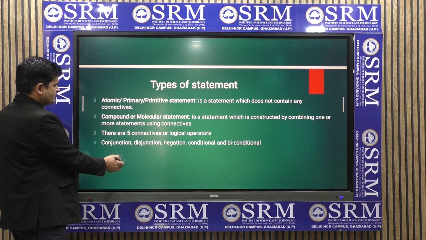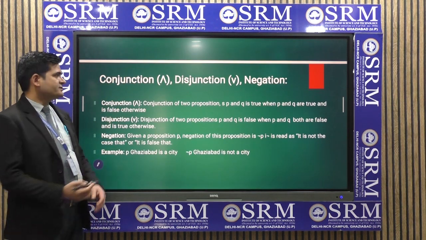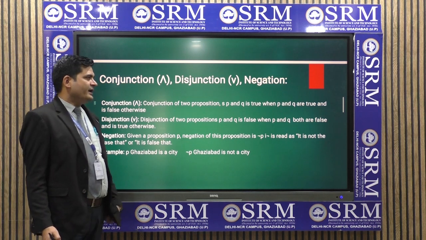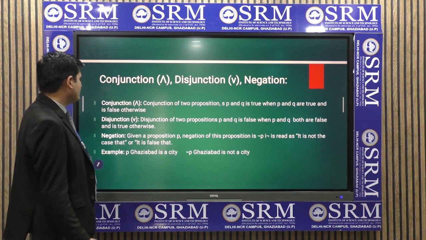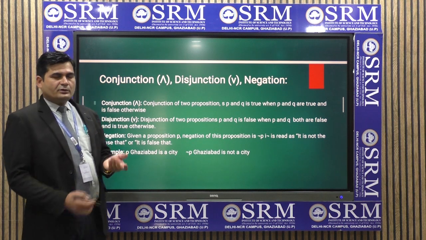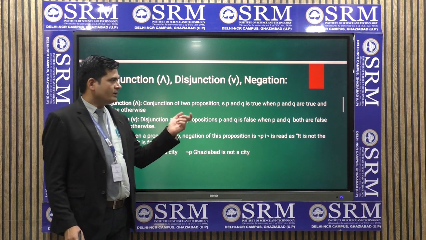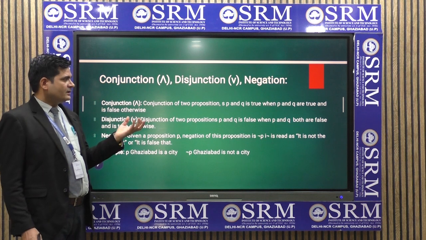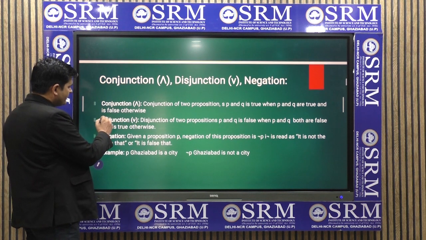So next is conjunction, disjunction, and the negation. The conjunction of two propositions P and Q is true when both the statements are true, otherwise it is false. So the conjunction of two propositions P and Q is true when both the propositions are true, otherwise their conjunction is false.